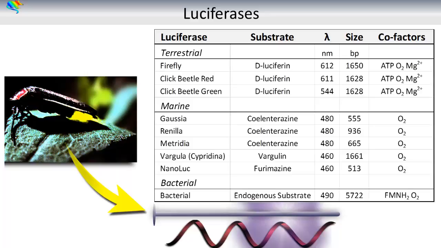Unlike Firefly, Renilla and Gaussia luciferase do not require a cellular energy source. The coelenterazine substrate itself provides enough energy. NanoLuc is a new, small luciferase from Promega, but both the enzyme and its optimized substrate, furimazine, have not yet been validated in vivo. Bacterial luciferase and its applications will be discussed in a future video.